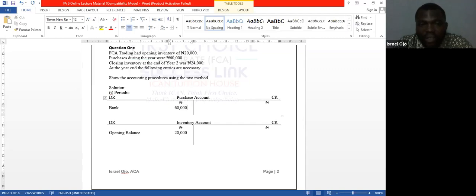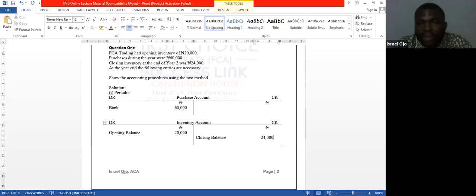Now, the closing inventory at the end of year 2 was 24,000. They didn't give us any movement. They only told us that our closing inventory is 24,000. So what we need to do here is to put our closing inventory, which is our closing balance, of 24,000.